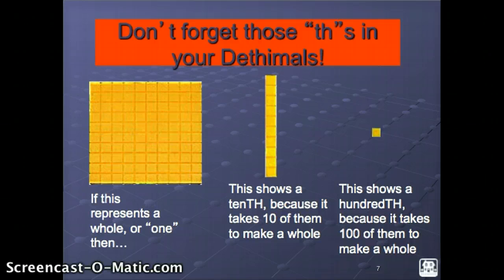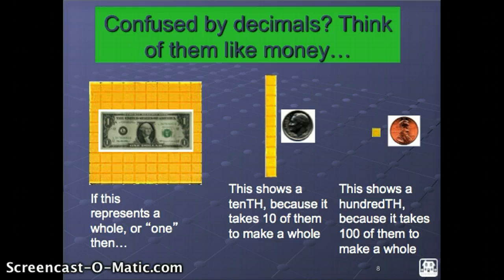Alright, if this represents a whole or one, this shows a tenth because it takes 10 of them to make a whole. This shows a hundredth because it takes 100 of them to make a whole. Are you confused by decimals? Think of them as money. One whole would equal $1. 1/10 would be a dime. 100th would be a penny. It takes 100 pennies to make $1. Very heavy in your pocket. It takes 10 dimes to make $1.